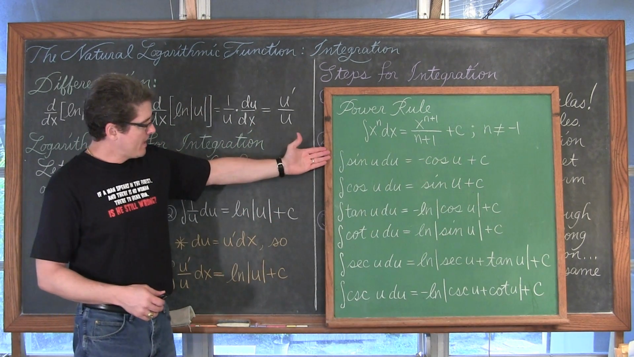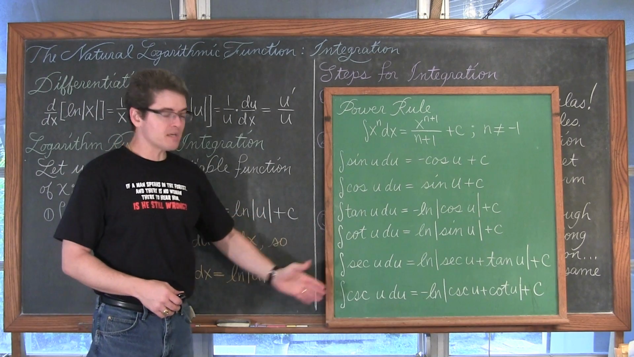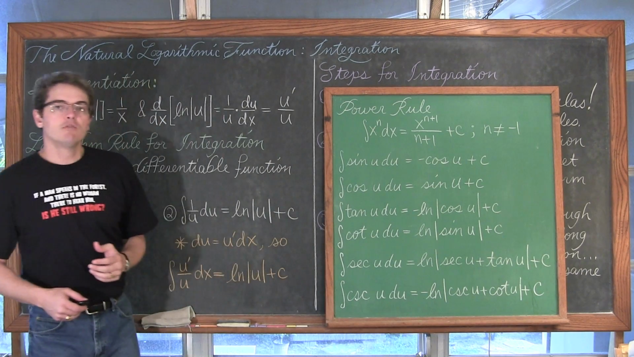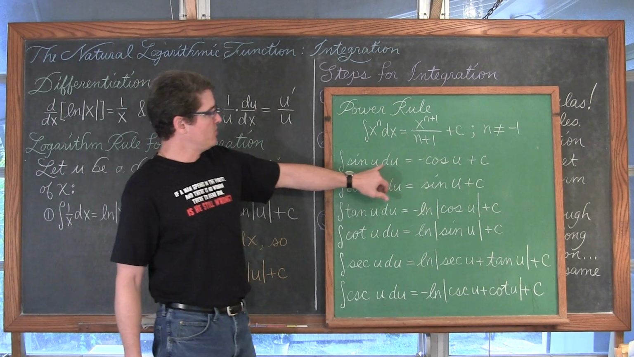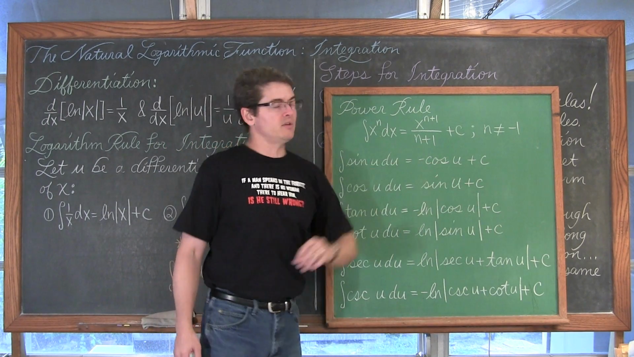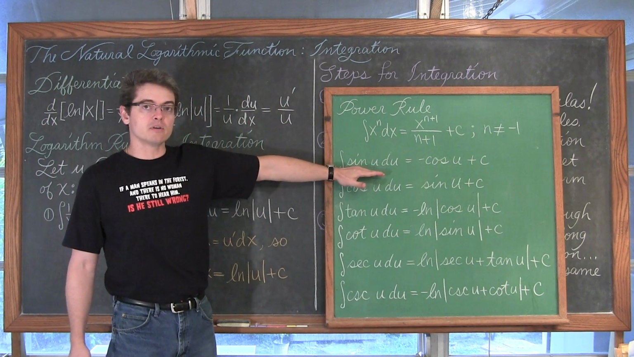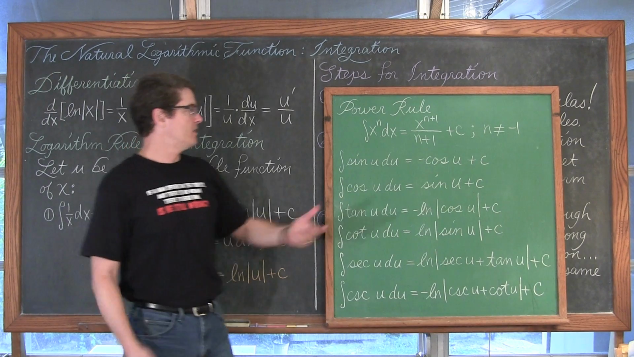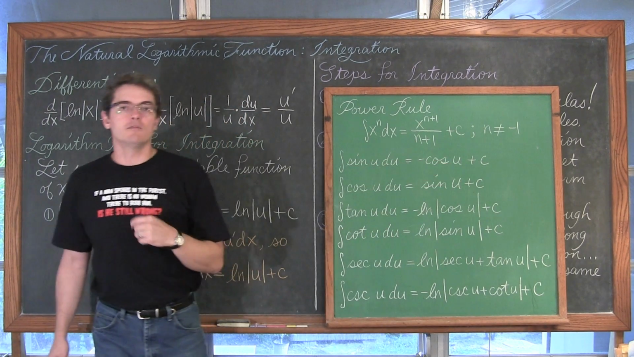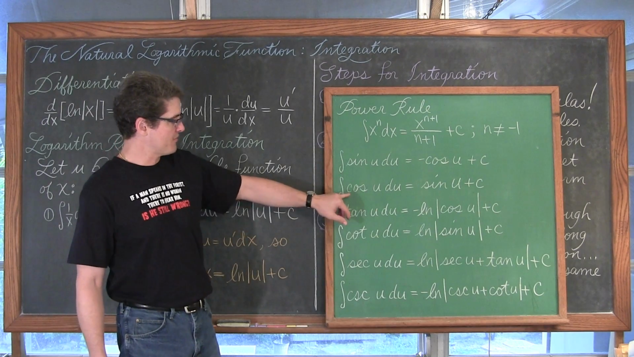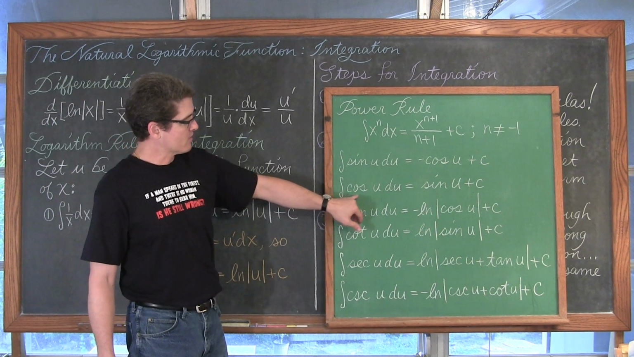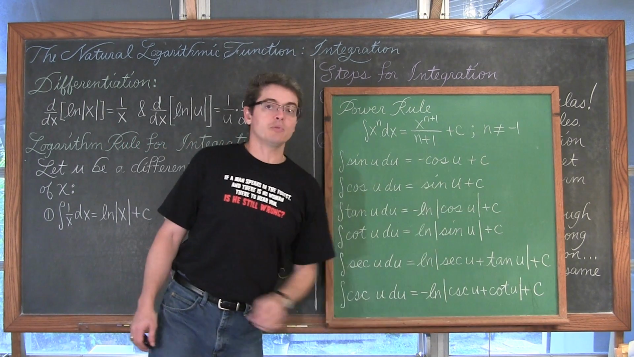Now here we have our 6 basic integration rules for trig functions. The indefinite integral of sine u du is equal to negative cosine u plus c. That looks familiar because we learned that the derivative of cosine of x is equal to negative sine x. So the first two are going to look familiar. The indefinite integral of cosine of u du is sine u plus c.